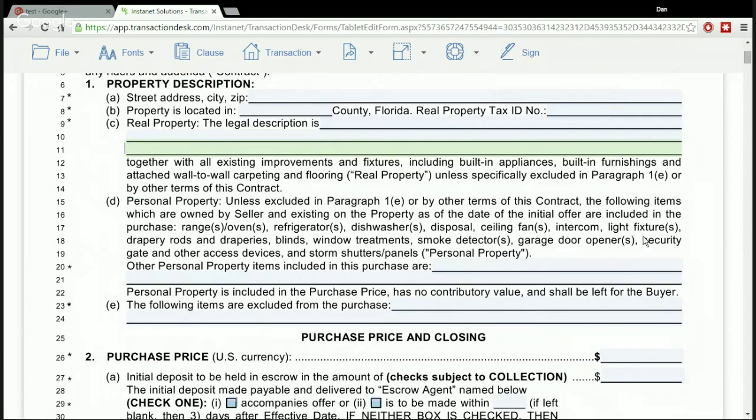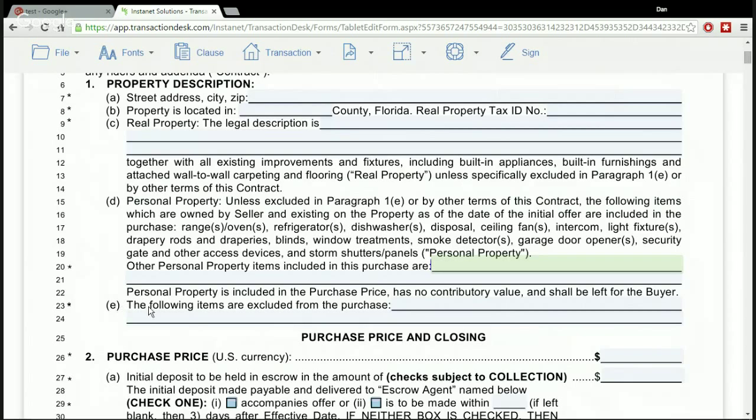Smoke detectors, garage door openers, security gate, all access devices, storm shutters, etc., etc. Any other personal property included in this purchase, you want to put right here in these little lines 20 and 21. Anything additional that you don't see there. So one common thing here that you might put is washer and dryer. If the washer and dryer is coming with the house, you notice it wasn't included up here in paragraph 1D, so you need to include it.